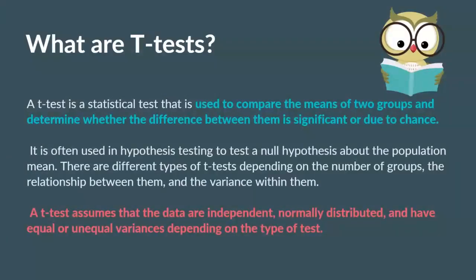Okay, and again, because this is an inferential test, you do operate on the assumption that your data is normally distributed, and obviously have equal or unequal variances, and it really depends on the type of test, but that's not really significant at this point, just that your data has to be normally distributed to be able to do a test like this.